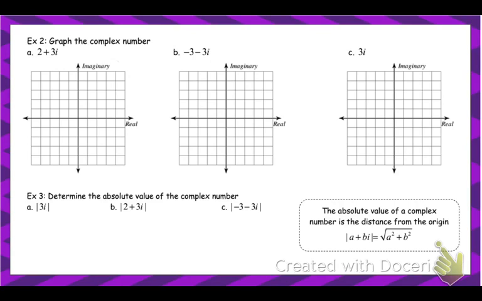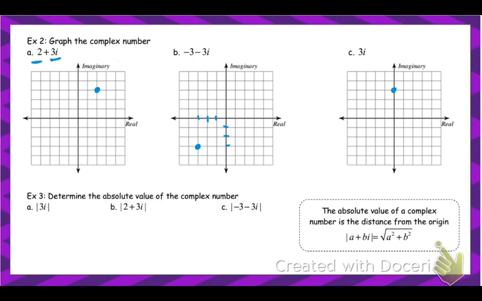So 2 plus 3i, again, this is just reinforcing the fact that you have a real component and an imaginary component. If I were to graph 2 plus 3i, I would go over to 2 and up to 3 on the imaginary axis. And that point right there would be 2 plus 3i. Negative 3 minus 3i is negative 3 on the real axis, negative 3 on the imaginary axis. 3i is just up 3 on the imaginary axis.